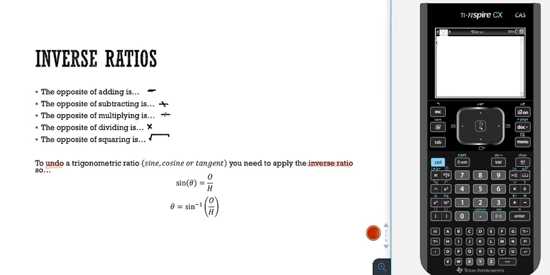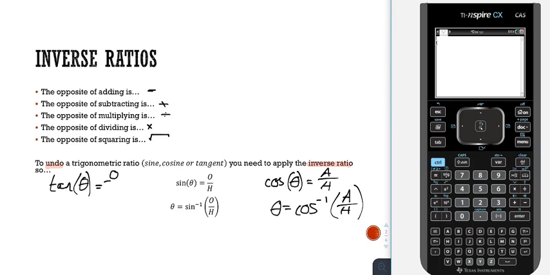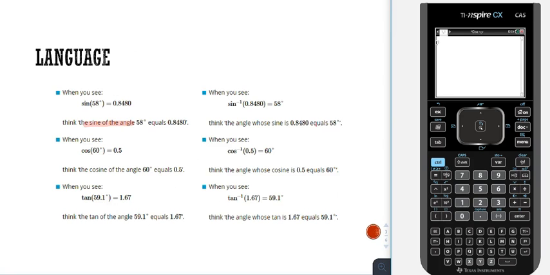The inverse ratio is shown by this little -1, and it's basically moving it to the other side. You apply the inverse ratio on this opposite over hypotenuse, or your ratio. You can do the same thing for cosine and for tangent. So cos theta is A over H, which means that your theta would actually be cos^-1, cos inverse of A over H. Same deal for tangent.